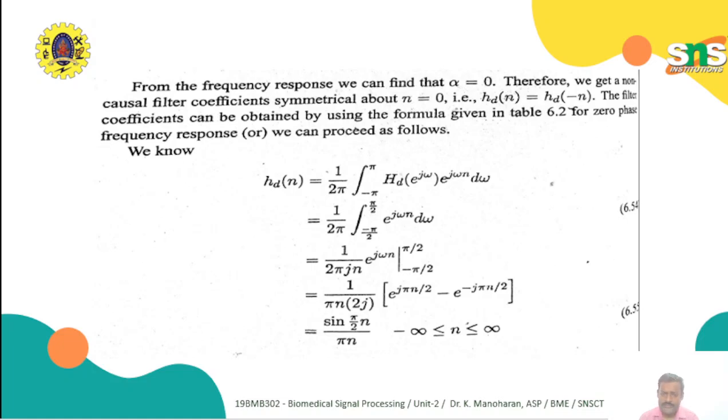So look at this value, in the denominator we have an n value. What happens if I substitute 0 for the denominator? 1 by 0 becomes infinity. So only for h_d of 0 we cannot substitute in this equation. For that we need to use the expression before integrating, because if you substitute here it becomes infinity. We have two methods. One, we can use the limit method, and another one is we can use the expression before integrating.